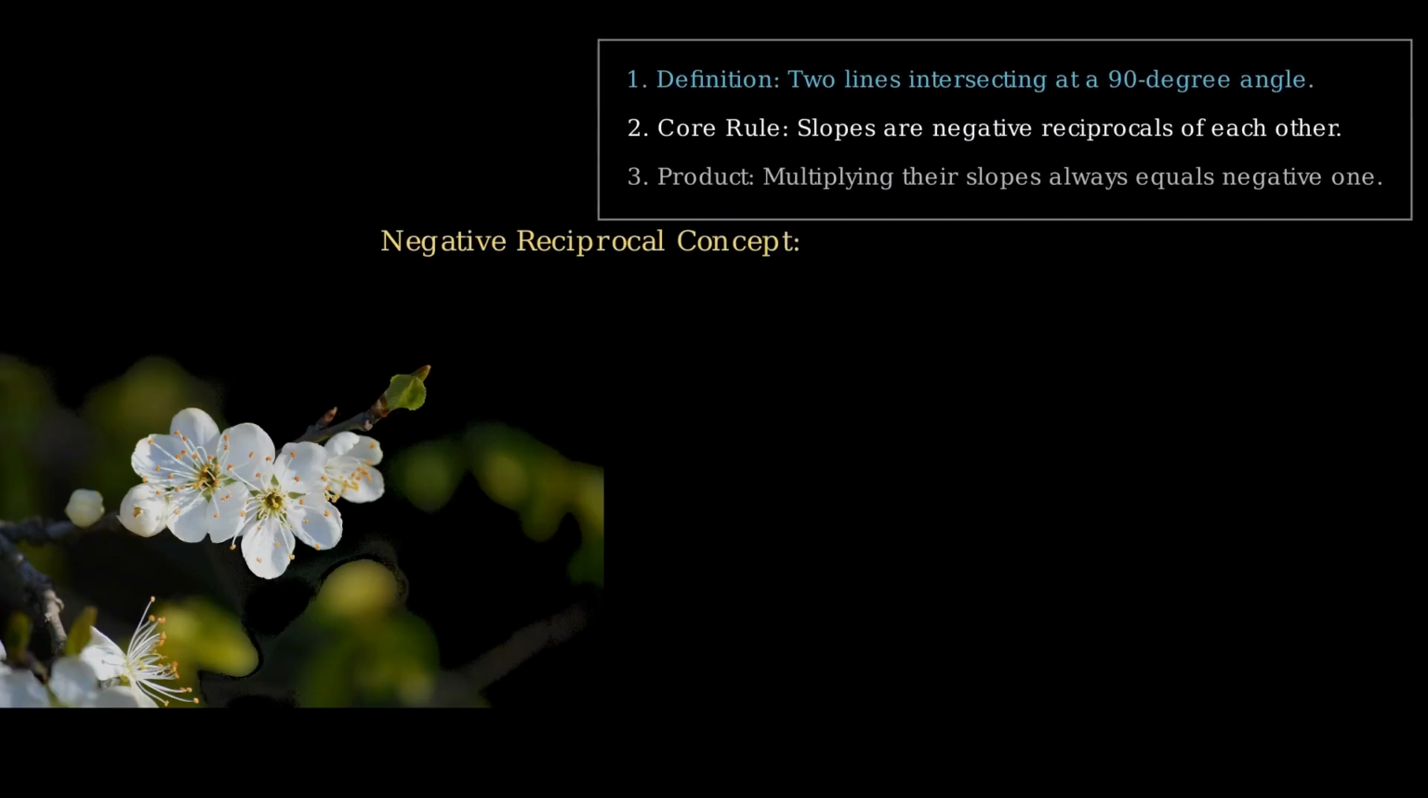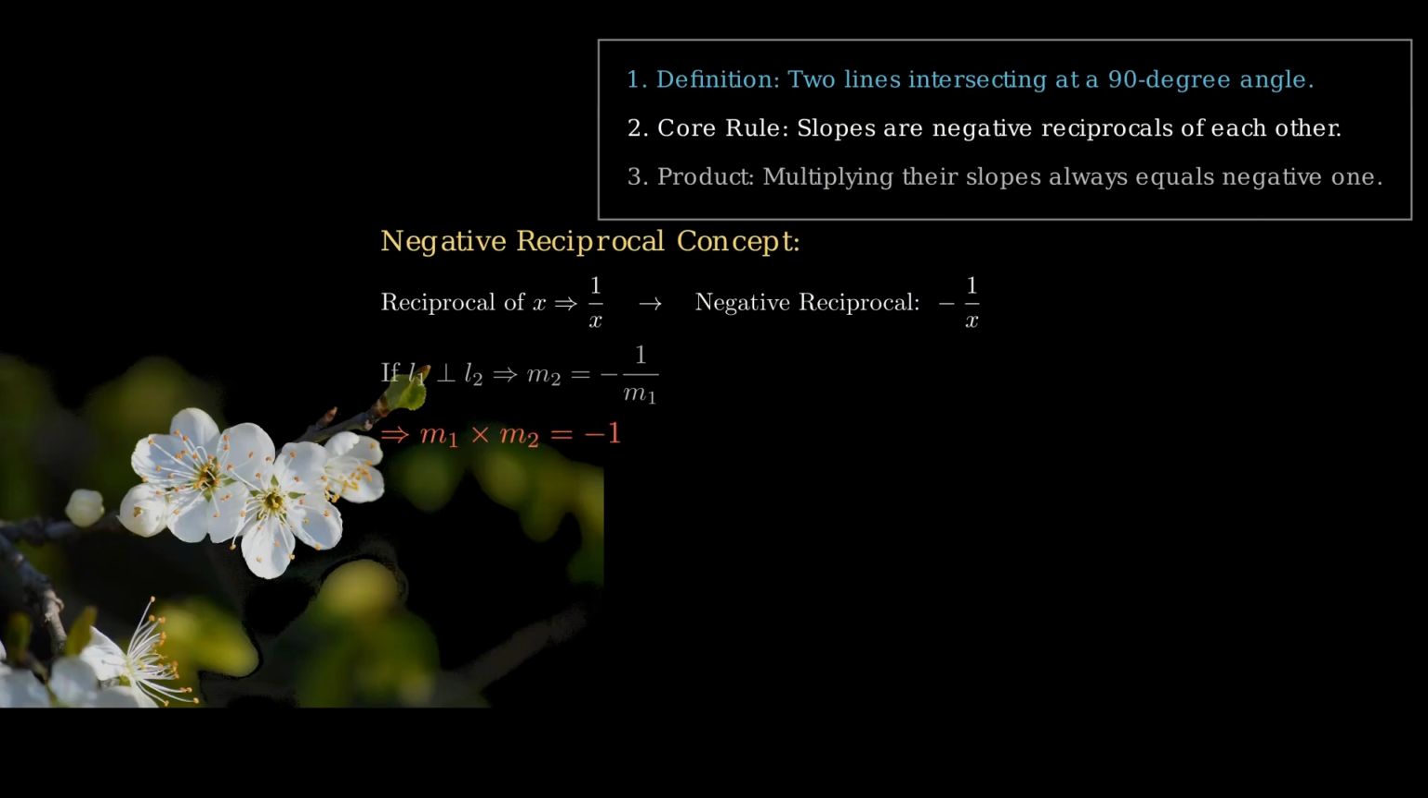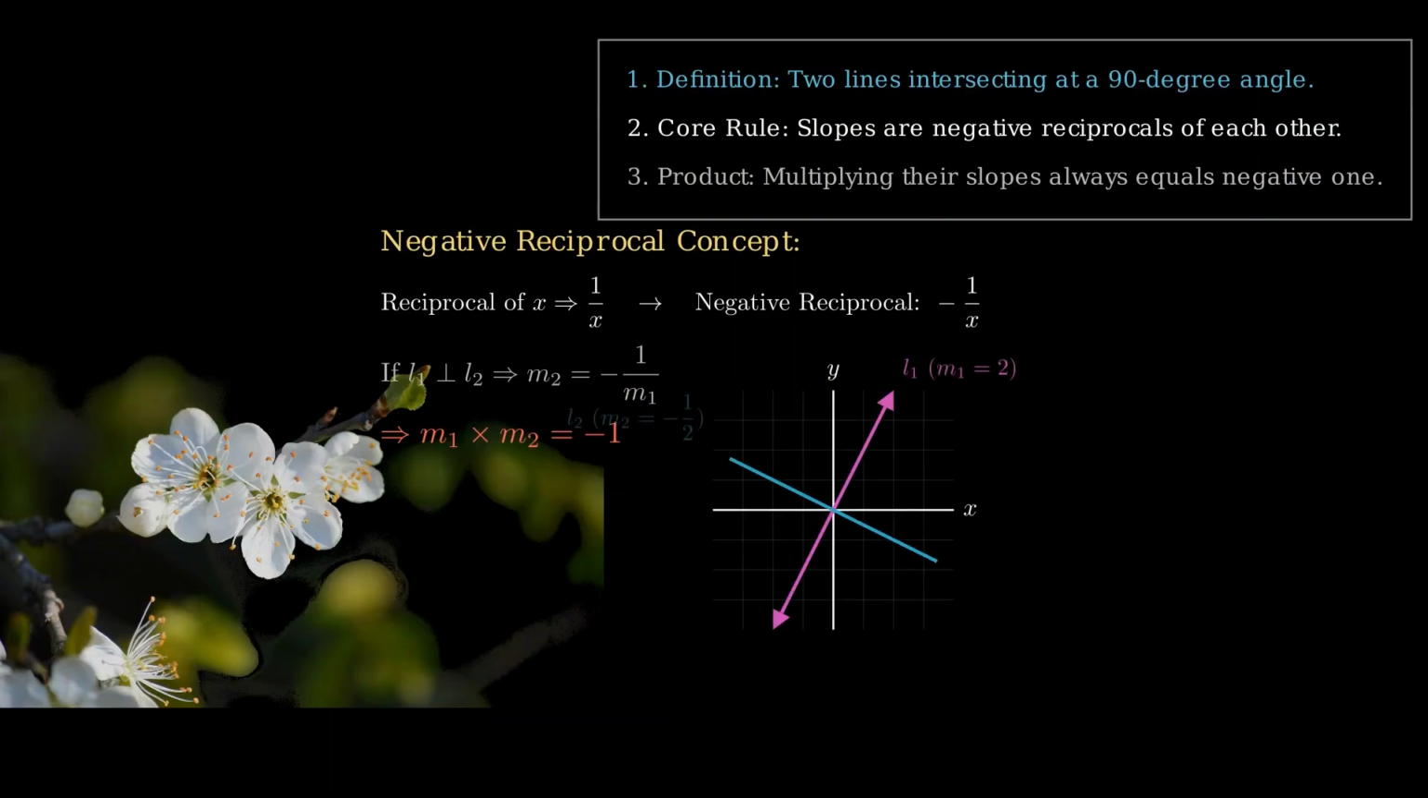To get the reciprocal of a number, you divide 1 by that number. For example, the reciprocal of x is 1 over x, so its negative reciprocal is -1 over x. Therefore, if two lines L1 and L2 are perpendicular, the product of their slopes, m1 times m2, must equal -1. Let's see this visually.